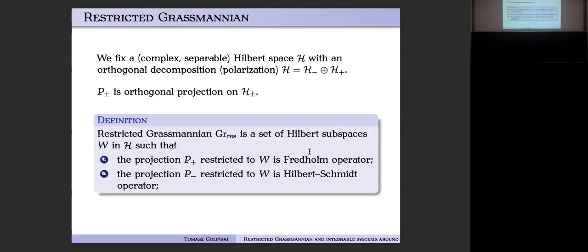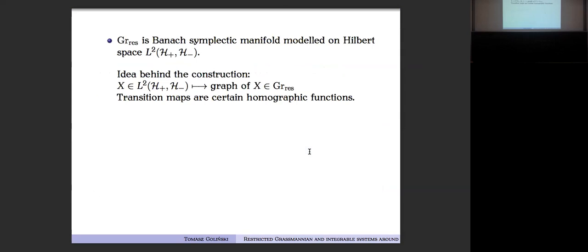And the restricted Grassmannian is the set of all Hilbert subspaces in H such that when we take the projection onto H plus restricted to the subspace, what we get is a Fredholm operator, and the restriction of the projection to H minus is Hilbert-Schmidt. In some sense, if somebody is not really familiar with the theory of operator algebras, Fredholm operators are considered to be big in some sense. They are operators which are invertible up to a compact operator, so almost invertible. The kernel is, for example, finite dimensional, and the image has a finite dimensional complement. And Hilbert-Schmidt operators are those for which the square of the norm under the trace is finite. All those details, I think Daniel was talking about them as well.